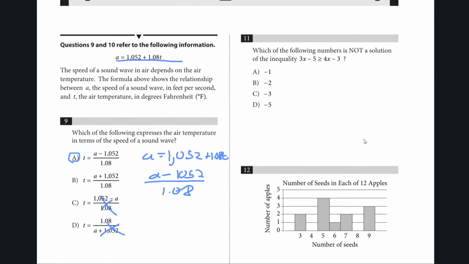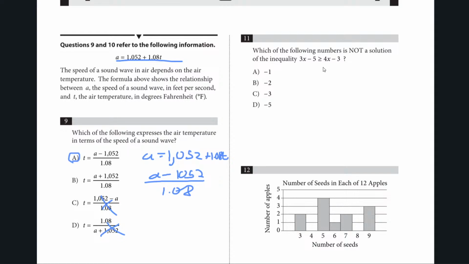Which of the following numbers is not a solution of the inequality 3x minus 5 greater than or equal to 4x minus 3? I got this question wrong on my speedrun, unfortunately, because I plugged in the wrong numbers and misinterpreted an inequality. It's very important to take your time through these inequality problems, because it's harder to imagine what it looks like compared to a regular linear equation.